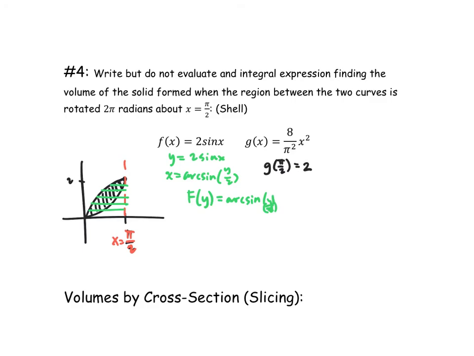Okay, and then the little f would be this function in terms of y. Therefore, if y equaled 8 over pi squared x squared, then x squared would equal pi squared y over 8. So x would equal the square root of that. It's not worth simplifying all that much here. So little f of y would equal that, pi squared y over 8.